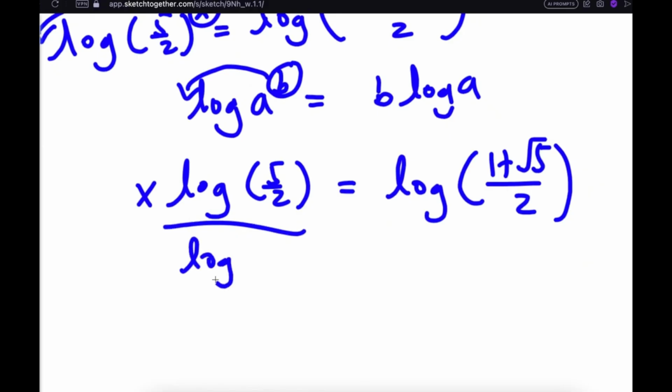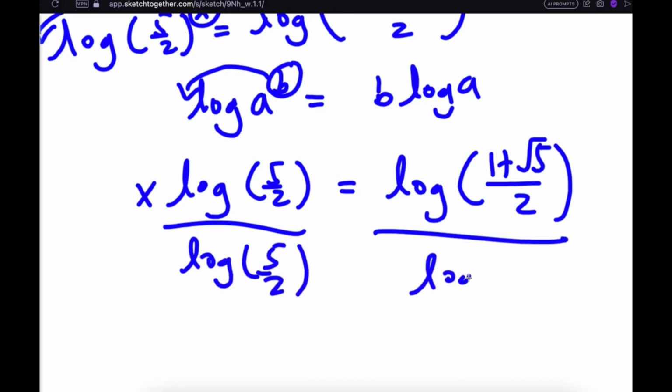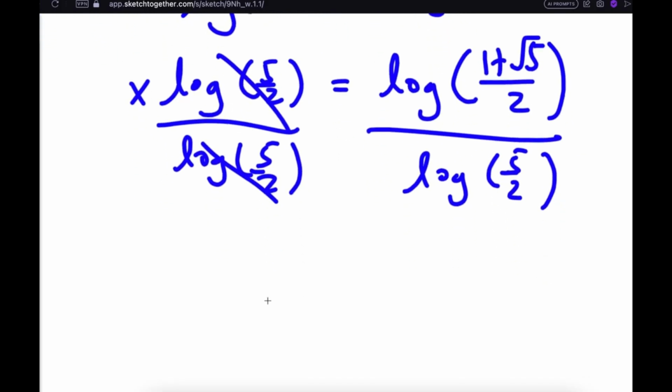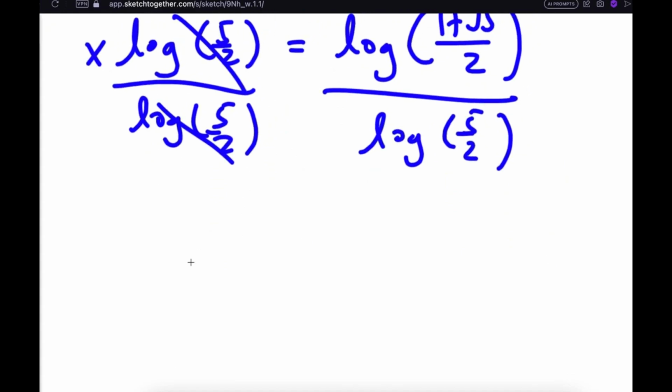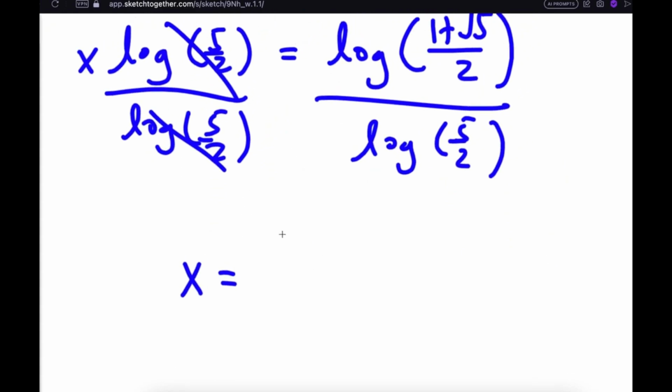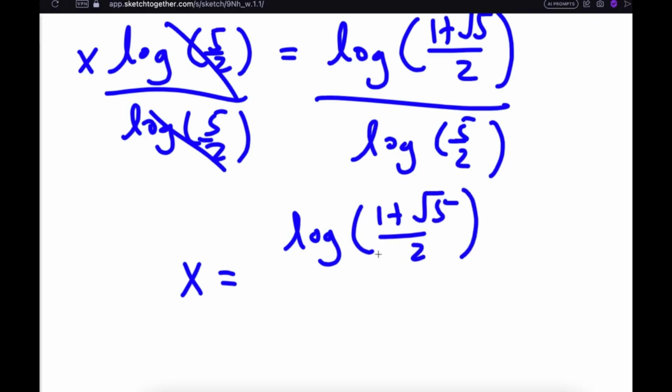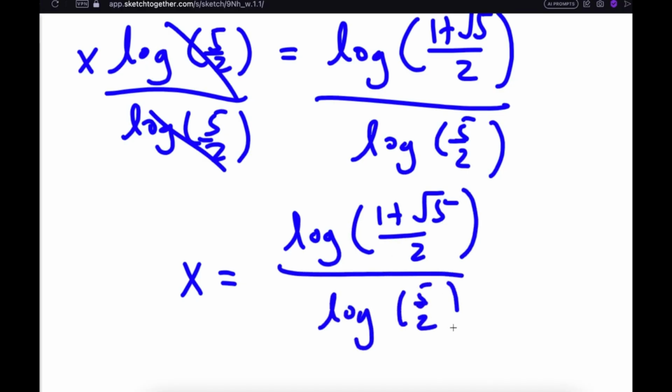So now if I divide log 5/2 on both sides, these two cancel out, and I will be left with x is equal to log of (1 plus the square root of 5)/2 over log 5/2.